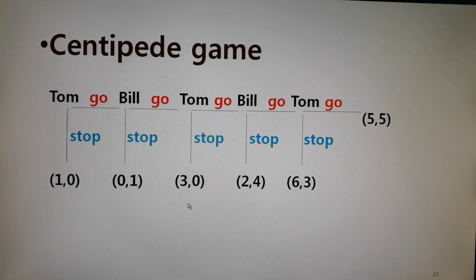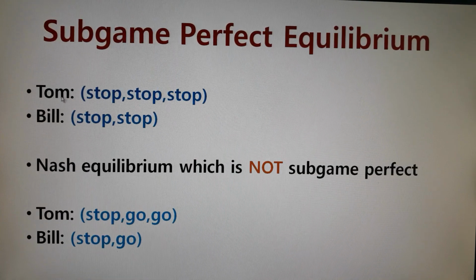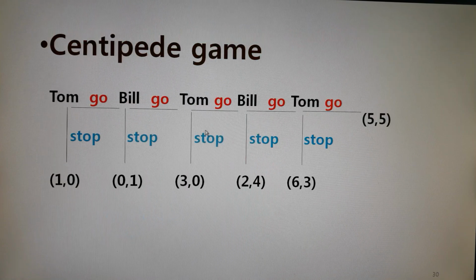Here, what should it be? Tom: stop, stop, stop. Bill: stop, stop. That is the subgame perfect equilibrium of this game. Why three times? There are three places where Tom chooses. Stop, stop, stop means Tom stops here, Tom stops here again, Tom stops here. Bill has two places to choose: Bill stops here, Bill stops here. So for every possible choice, Bill and Tom both choose stop all the time.